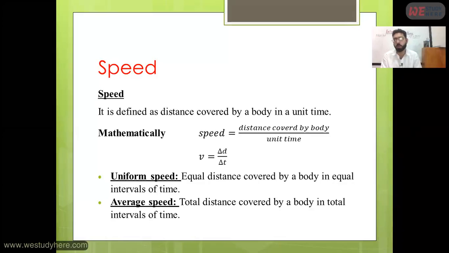There are two types of speed, uniform speed and average speed. If the body covers equal distance in equal intervals of time, then the speed of the body is called uniform speed. For example, I'm going to share here on the board. You can easily understand. As we know, the distance time graph gives us the speed, because speed is the distance covered by a body in a unit time.